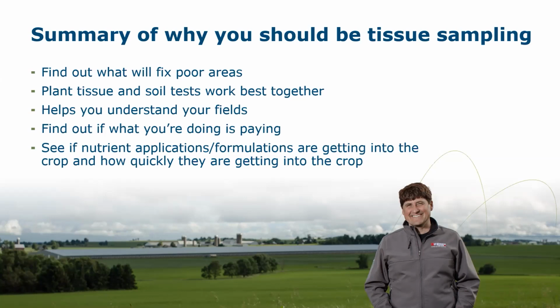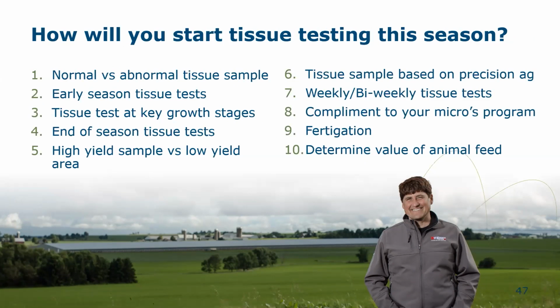Growers, just like you, have found multiple ways to use plant tissue on the farm. Which one are you going to be able to use this year? Is it going to be the normal versus abnormal tissue sample? Will it be the early season tissue test, a tissue test at those key growth stages, an end of the season tissue test? What about the high yield versus low yielding area?